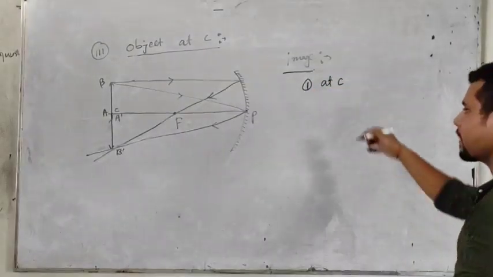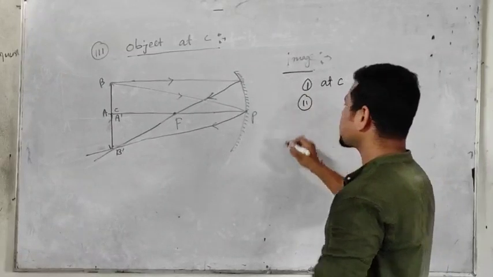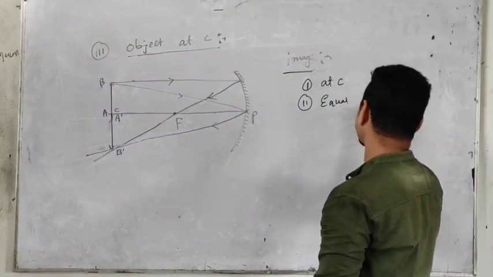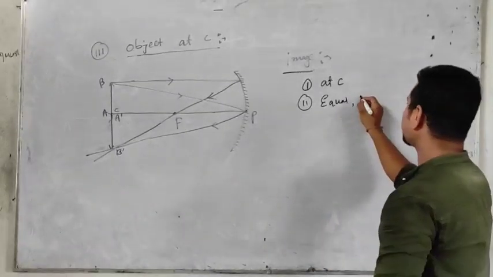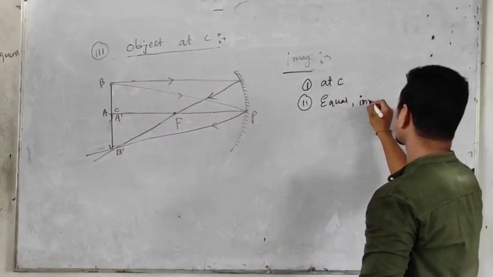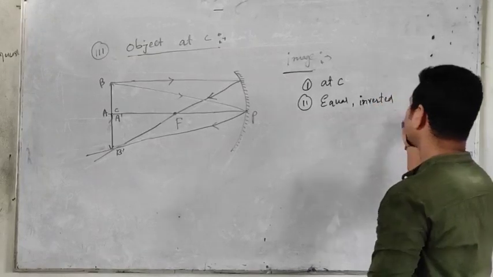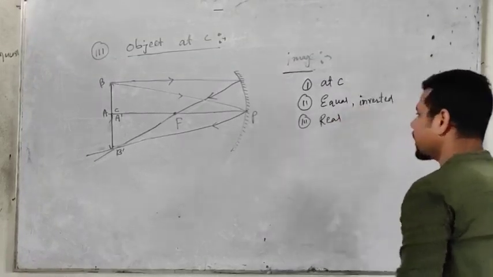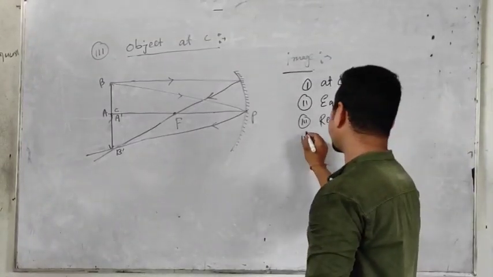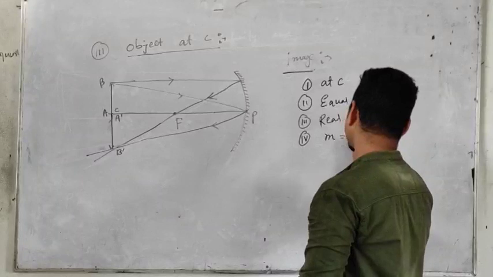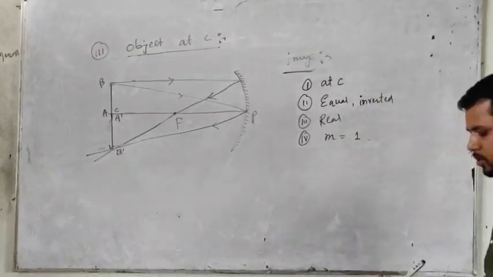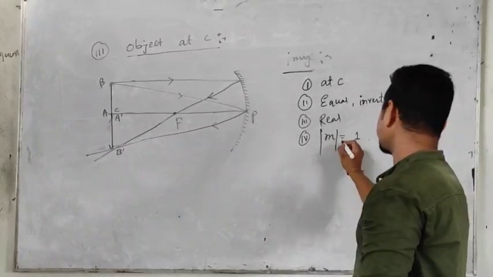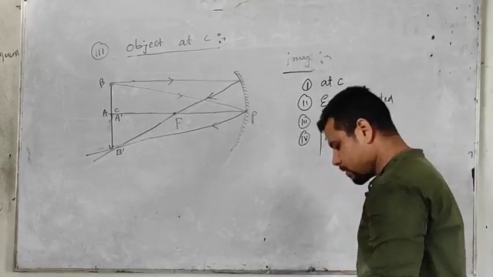At C. Next, the size of the image will be equal to that of the object. Equal, and inverted. Number three, a real image, right? And the magnification will be 1. The magnitude of the magnification will be 1.